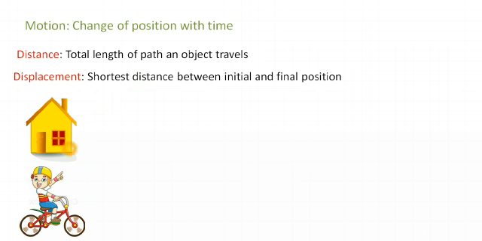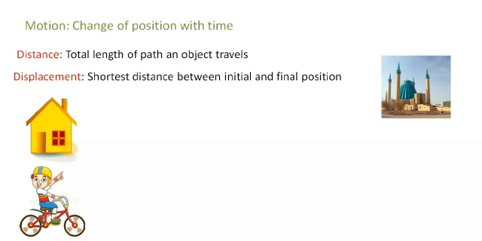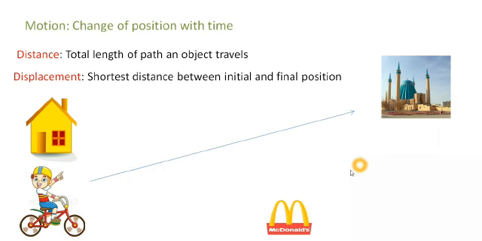Say he starts cycling and goes from his home. Say suppose he goes to the masjid, to the mosque. Then he comes to this McDonald's. So now what was the change in position of the boy? As you know, the boy was changing his position, first from home, say point A. He reaches the mosque, say point B, and then from the mosque he reaches McDonald's, say point C.